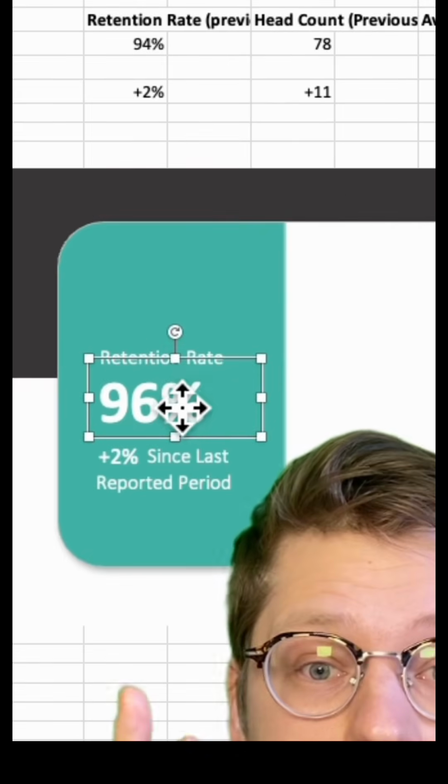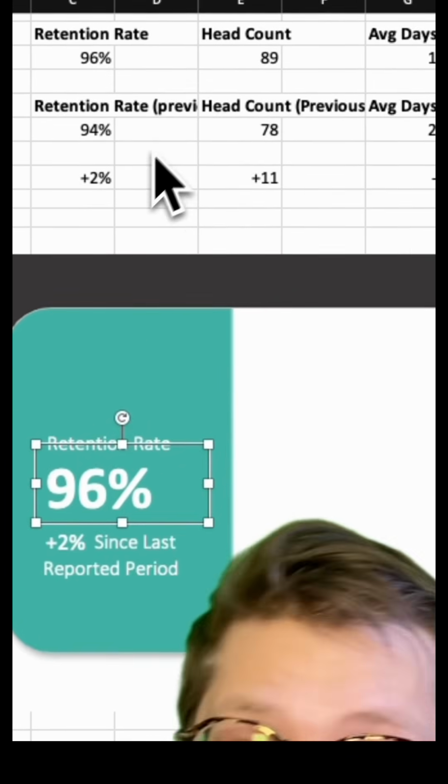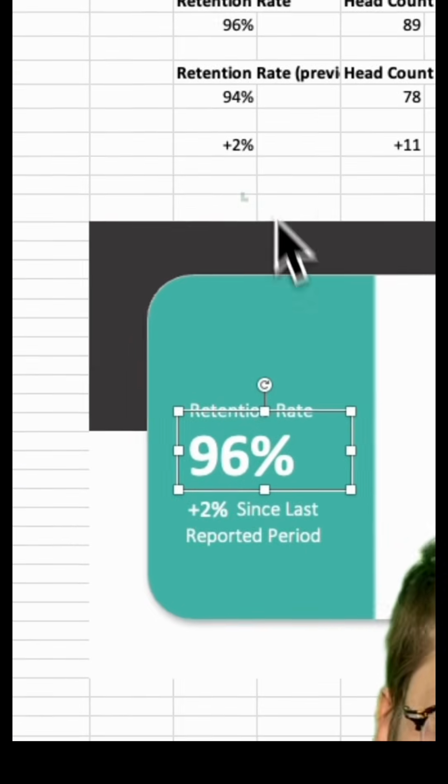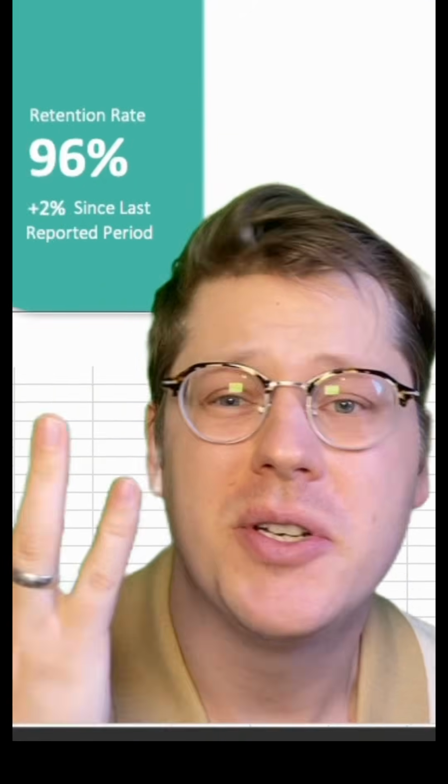One of the cool things about this, if you want to remake this every single time you have new data, you can actually tie the text box to a cell. You just type in the cell you want right up here in the formula bar, and it's going to link the cell to the text box. Next one, don't be afraid to use imagery.